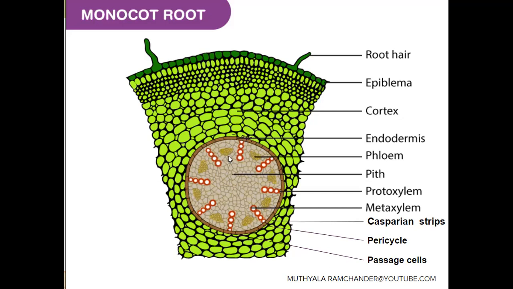Alternate to xylem, phloem is present, and at the center region of the stele, parenchymatous pith or medulla is present. In this pith, the parenchymatous cells are compactly arranged without any intercellular spaces. This is monocot root anatomy. Monocot roots cannot participate in secondary growth.